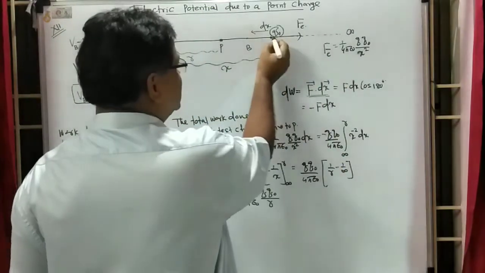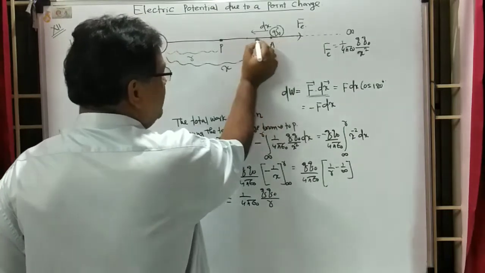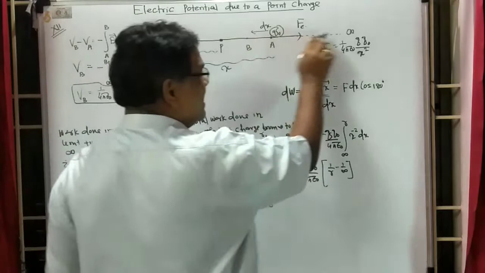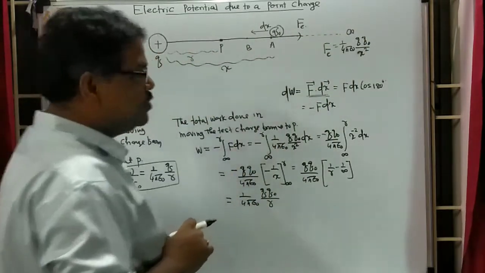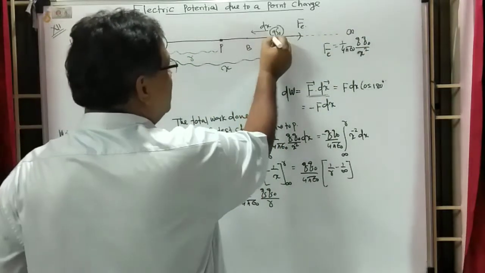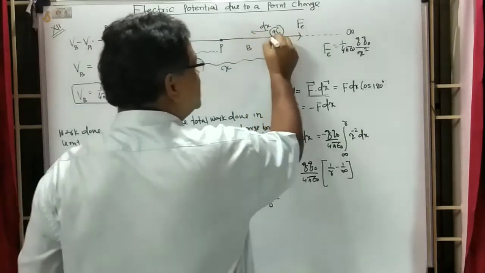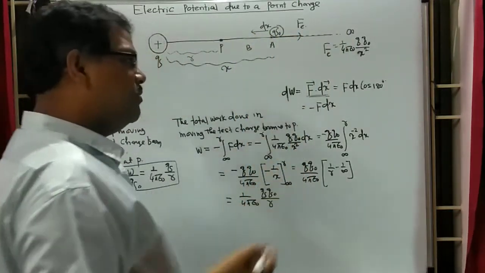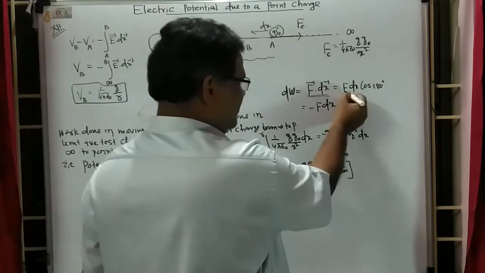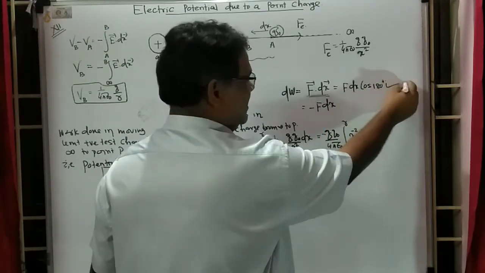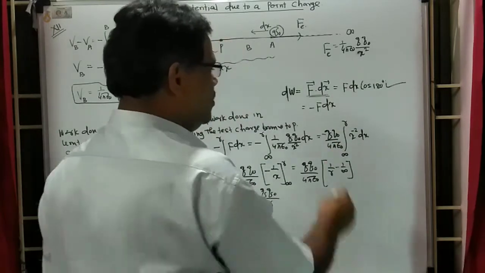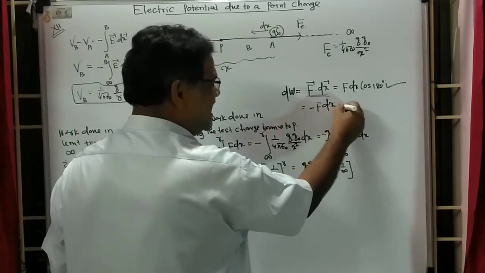If you are bringing the test charge from A to B and the Coulomb's force is acting in the outward direction, the angle you take is from A to B, and the Coulomb's force is acting outward. So what will be the angle? The angle will be 180. That is equal to F dx cos 180. Cos 180 is equal to minus 1, so it is equal to minus F dx.